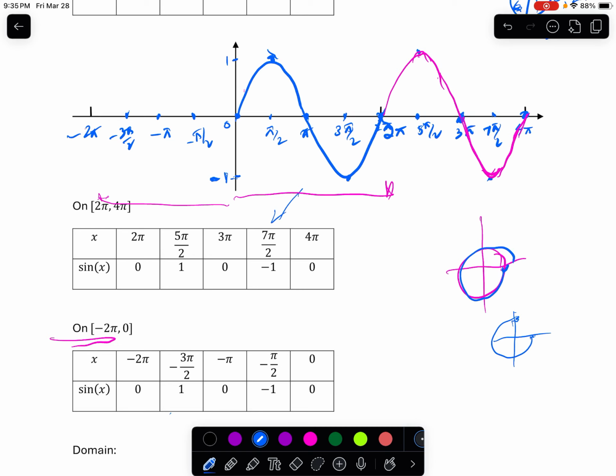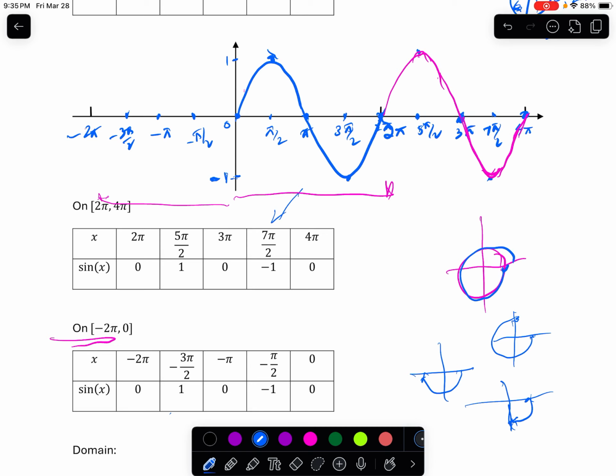At negative pi, which means you're going only half the circle, it lands you at pi, and at pi the sine is 0, so the sine of negative pi is also 0. What do we mean by negative pi over 2? Where does it land us? Starting here, we go in the clockwise direction, so we arrive at this point, which is the same as 3 pi over 2. So at 3 pi over 2, the sine is negative 1. So at negative pi over 2, sine is negative 1, and then 0.